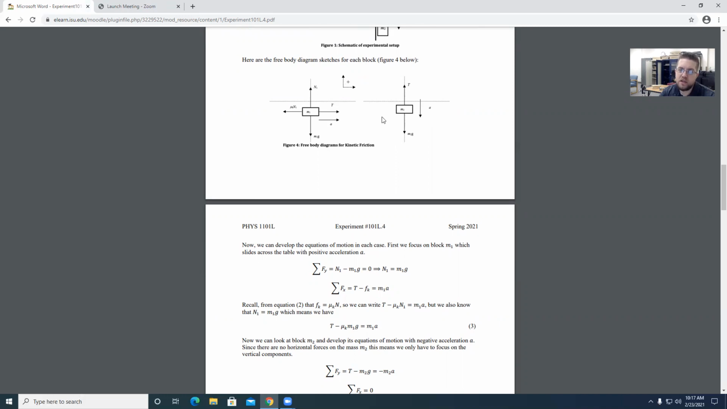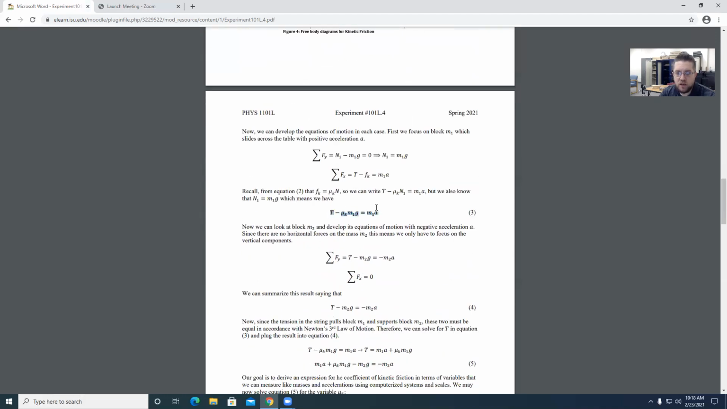This isn't actually a block. This is just a mass hanger, and you can adjust the mass on there. This guy is the block. So you have kinetic friction pulling backwards. You have tension of the string pulling forward. You have the acceleration of the block forward, the normal force acting on the block, and the gravitational force. You plug those into the equations of motion, and you get an expression for tension as it relates to the block's mass and the kinetic friction coefficient.